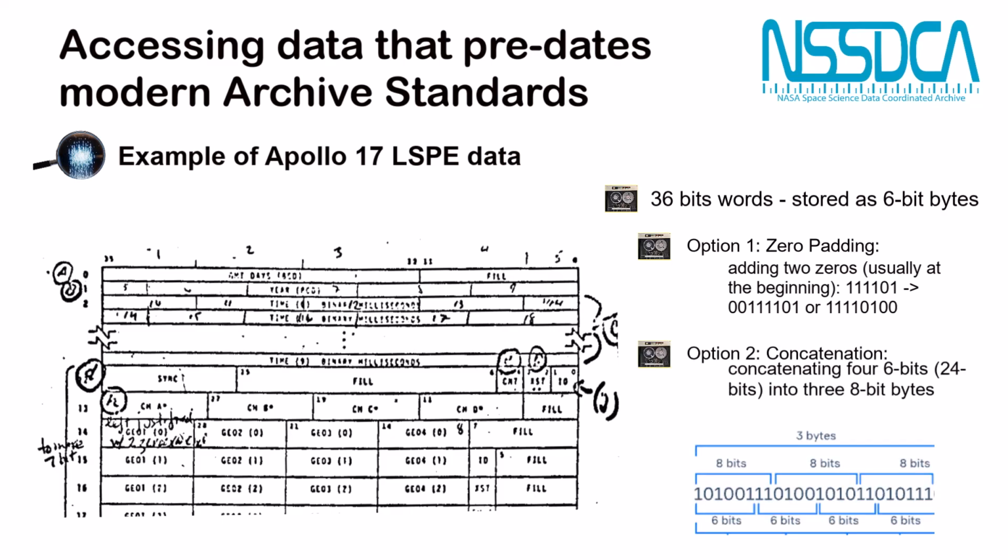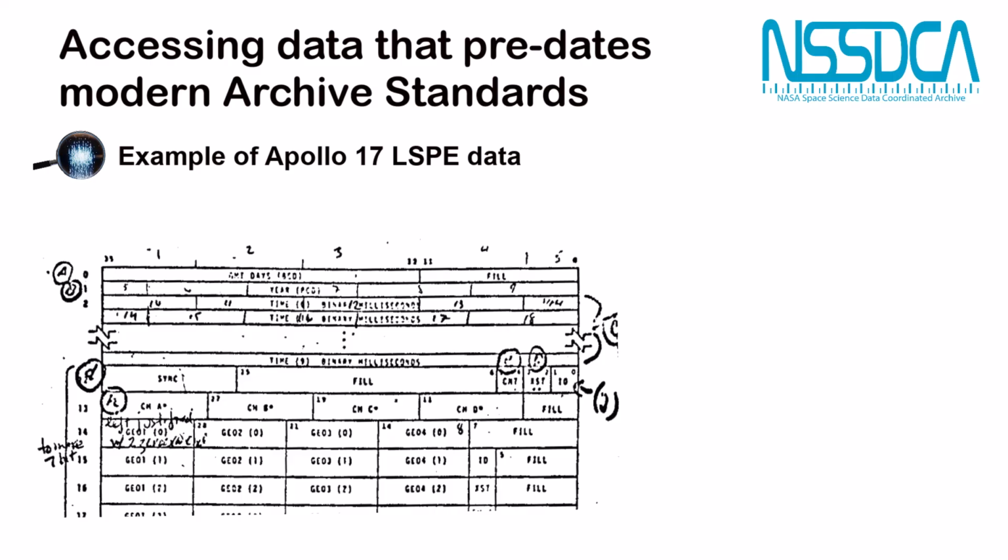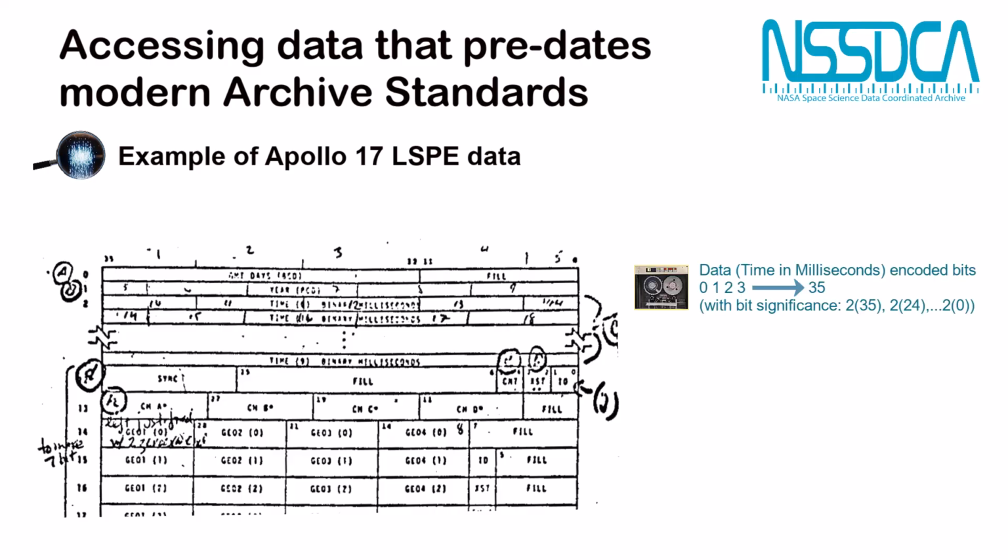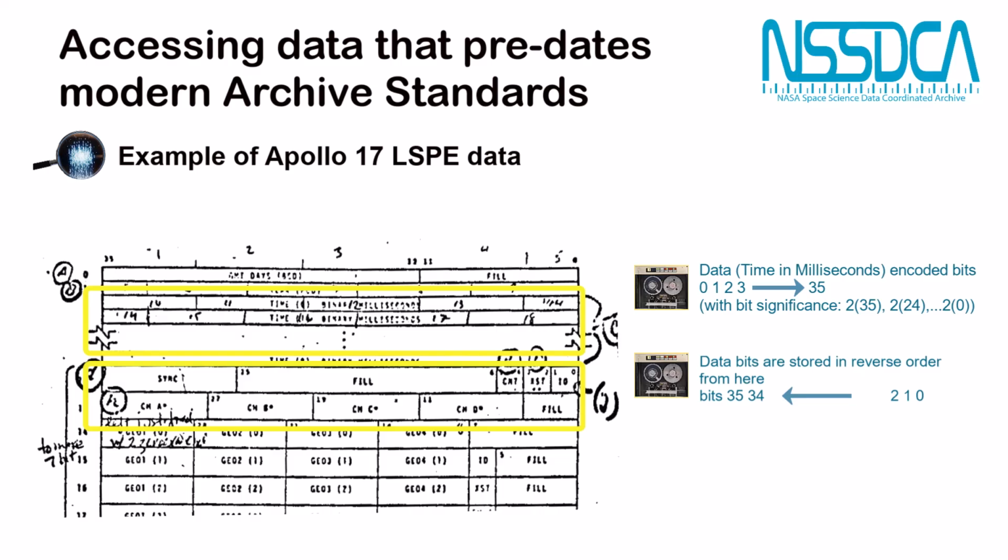Another complication in the Apollo 17 LSPE dataset is how the time information is recorded. Initially, the time information, recorded in milliseconds, is stored in 36-bit words with the most significant bit on the left. However, at a later point in the dataset, the format abruptly changes and the data begins to appear in reverse order. This reversal may have been a hardware-specific optimization used during the mission. The issue became apparent because the decoded values were nonsensical, and a faint annotation highlighted in yellow hinted at the reversal. To interpret the data correctly, it is necessary not only to reverse the order of the bytes, but also to reverse the bit sequence within each byte.